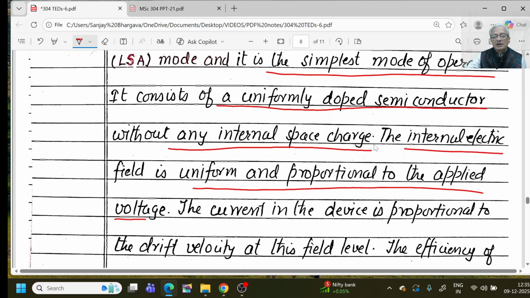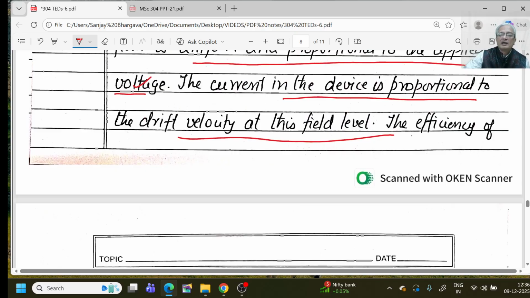यहाँ पर क्या हो रहा है? इन सब के लिए हमें क्या चाहिए? It consists of a uniformly doped semiconductor जिसमें कोई इंटरनल स्पेस चार्ज नहीं होगा. The internal electric field कैसा है? यूनिफॉर्म है and it is proportional to the applied voltage. The current in the device is proportional to the drift velocity at this field level. इस फील्ड लेवल पे current is proportional to the drift velocity.